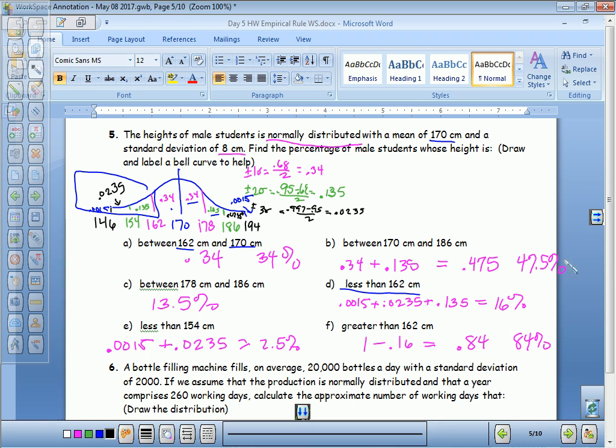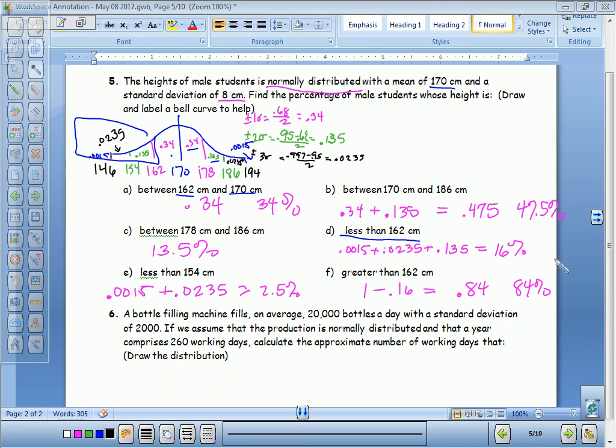Okay, now this was the first one that you really needed to do. You had to create your own curve. They weren't all plus or minus 1 standard deviation, plus or minus 2, and plus or minus 3. So you had to create your curve. You had to label the mean. You had to add to find the standard deviations. You had to know that these areas under the curve do not change. And then you just add up.